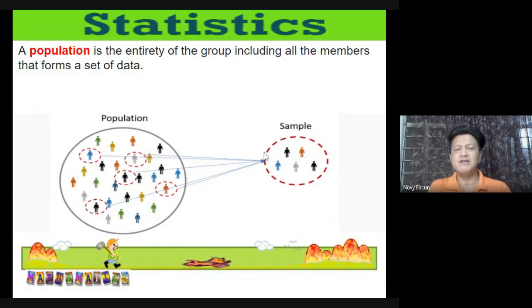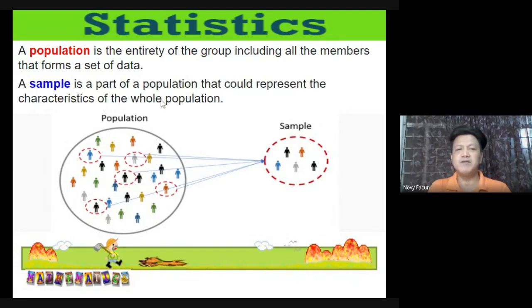And when we say naman yung sample, this is simply a part of population that could represent the characteristics of the whole population. So ibig sabihin, sample is simply a fewer members from the population being selected. Sila yung mga nagre-represent to come up with our study.